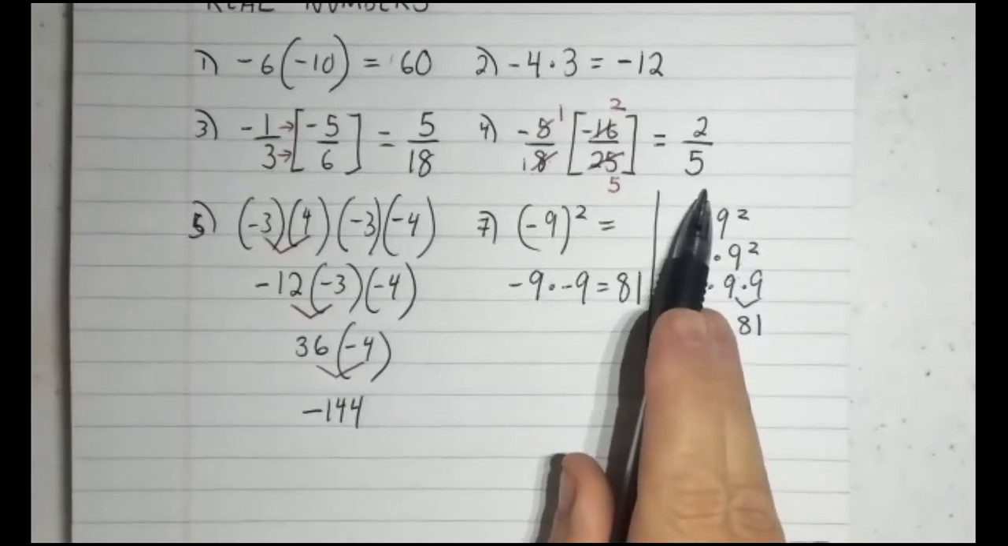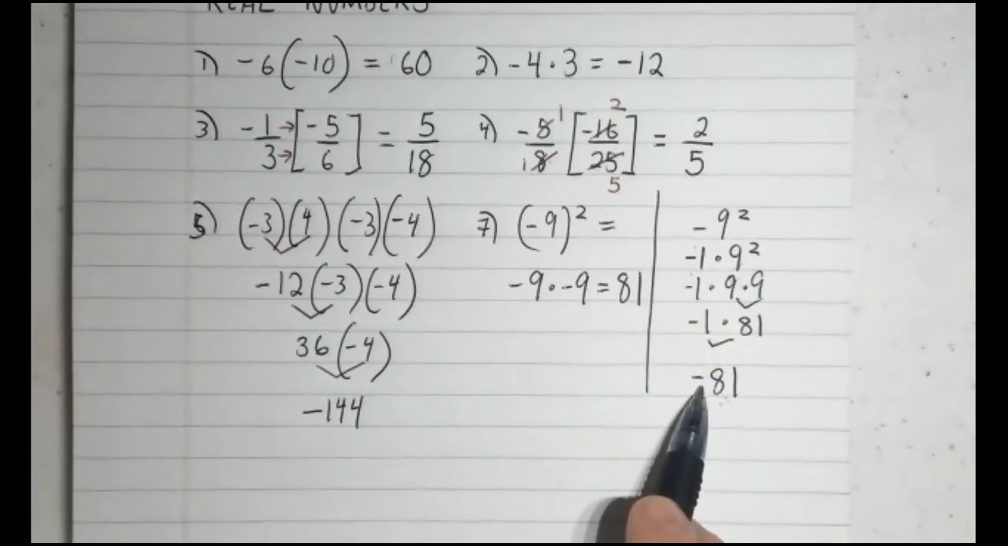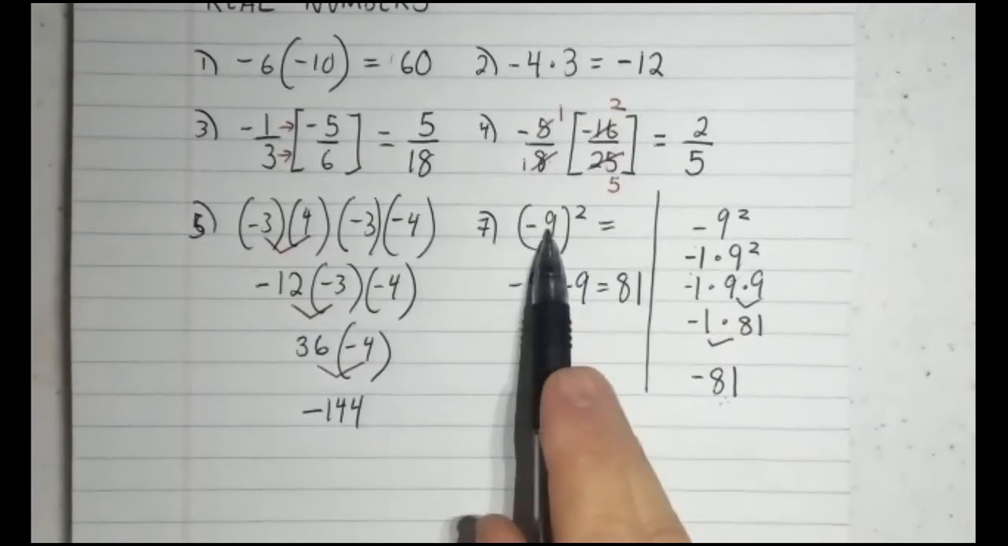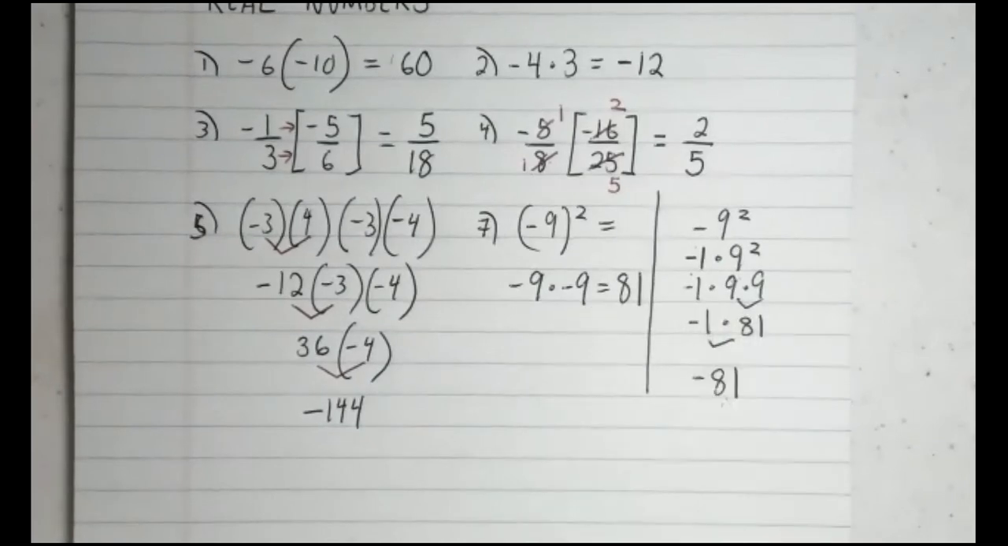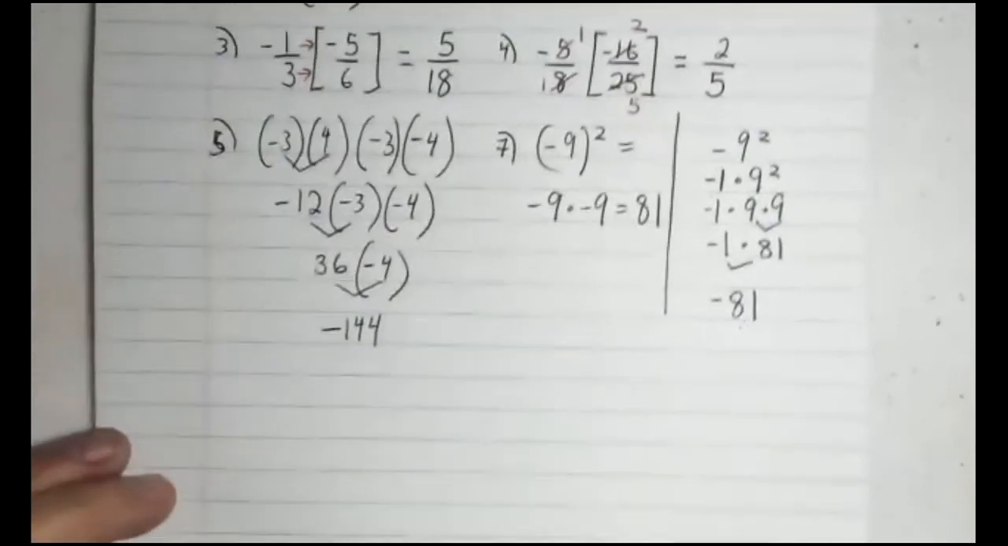This one, you're doing the 9 squared first and then putting the negative onto it. This one, you're doing negative 9 times negative 9. Keep that in mind. All right.